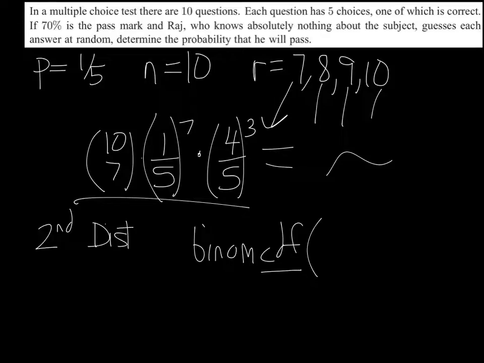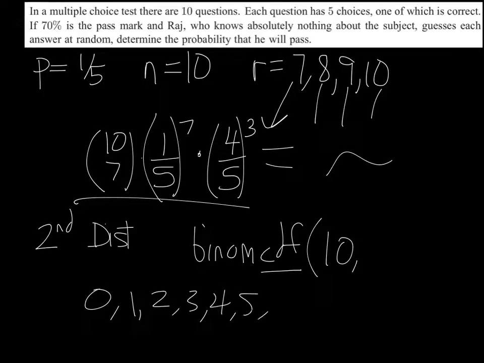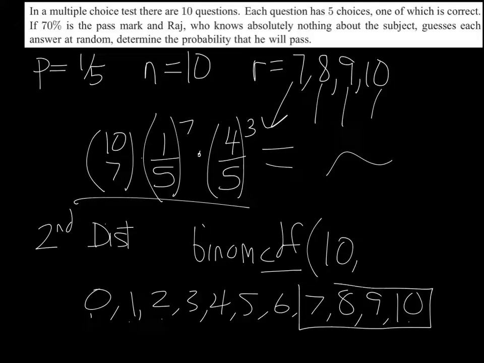In trials, I'm going to put 10. The p-value, as I said, is 1/5, so 0.2. The x-value, now with CDF, remember, this could be 0, 1, 2, 3, 4, 5, 6, 7, 8, 9, or 10. That's all that can happen to Raj. He can get 0 right, or 1 right, or 2, or 3, or 4, up to all 10 right. Nothing else can happen. What we want is 7, 8, 9, and 10, the passing marks.